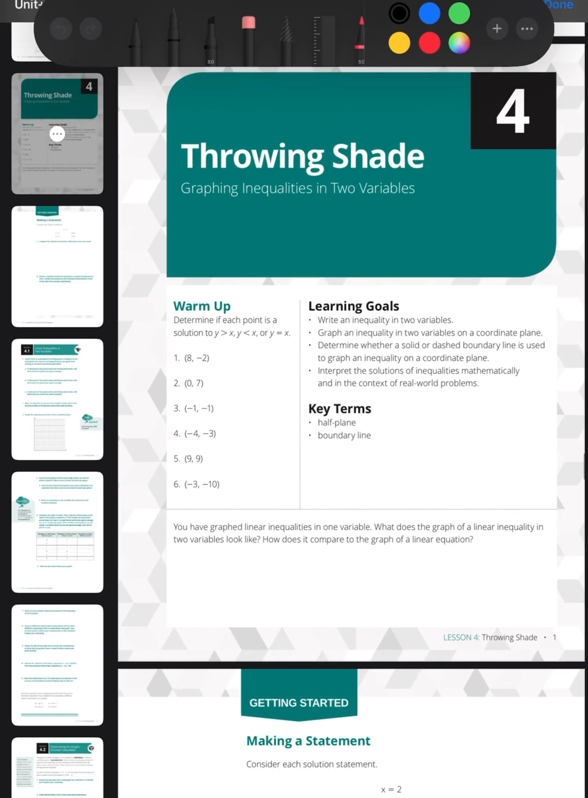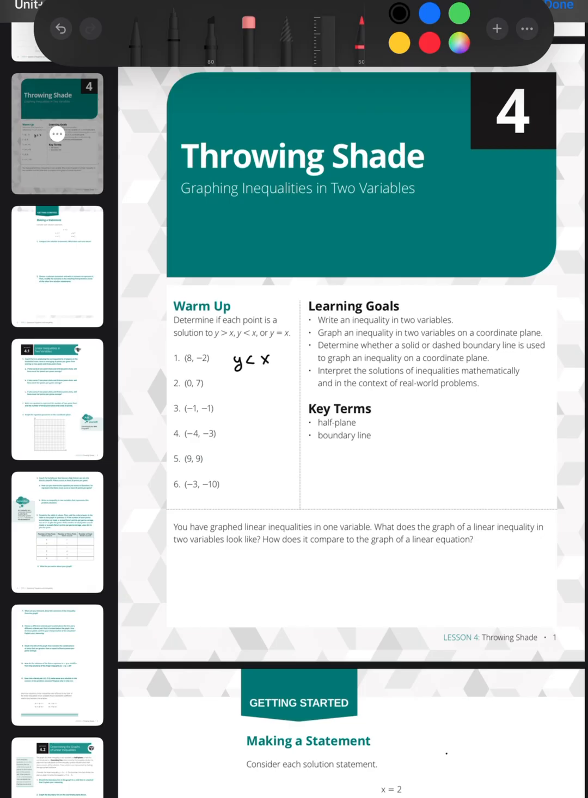All right, getting into our next lesson here about graphing inequalities in two variables. So starting off, a little warm-up: determine if each point is a solution to y is greater than x, y is less than x, or y is equal to x. Looking at number 1, we got an x of 8 and a y of negative 2, so this would be a case of y being less than x.